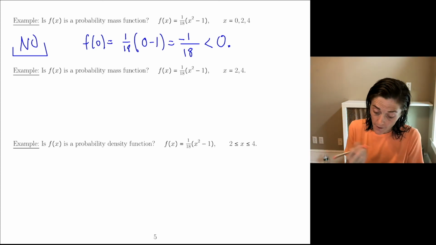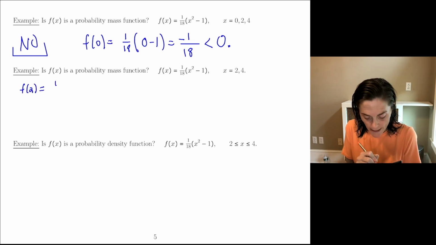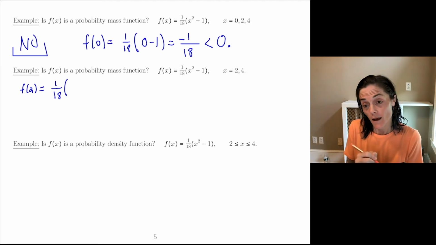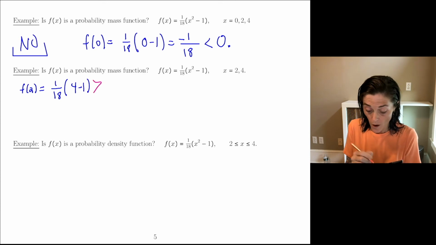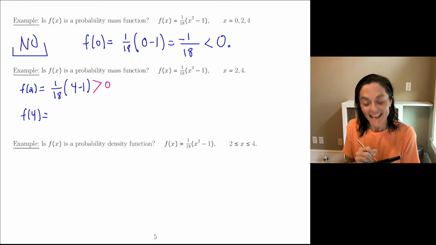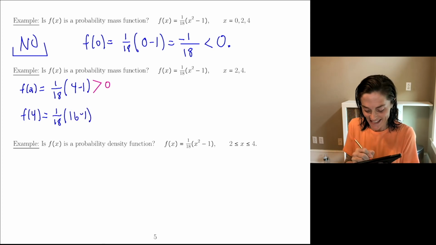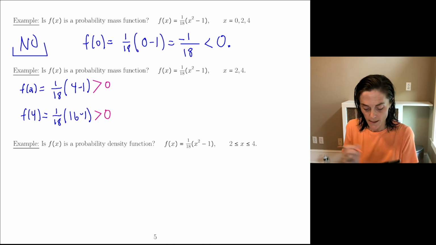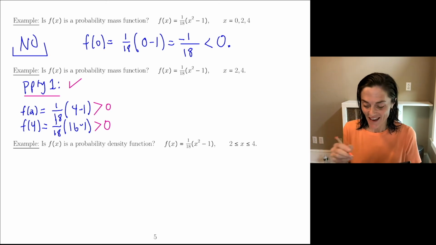Now, next one. Well, here, f of 2 is 1 over 18 times 4 minus 1. I will simplify that in a moment, but already we can tell this is positive. F of 4 is 1 over 18 times 16 minus 1. And once again, we can see 16 is bigger than 1, so this is positive. So property 1 is great. Property 2, I just need to add f of 2 and f of 4 and see if I get 1.